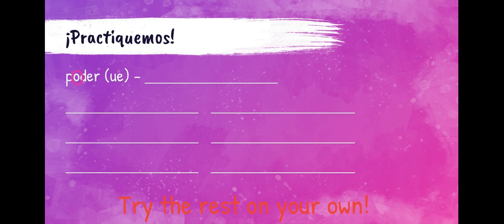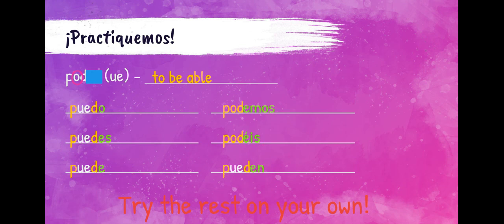So let's practice with poder. The first thing that we want to do is define it, to be able to, and then we're going to remove the ER. We're going to identify the ending and remove it. We're going to find that last vowel, which is the O, and now we're going to change that O to UE in the boot. So we have pued. Now we're going to put the other 2 that do not change, so that's going to be pod. And now we're going to add our ER endings. So we have puedo, puedes, puede, podemos, podéis, pueden.